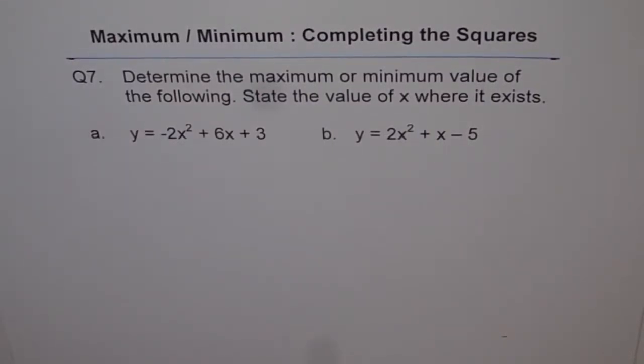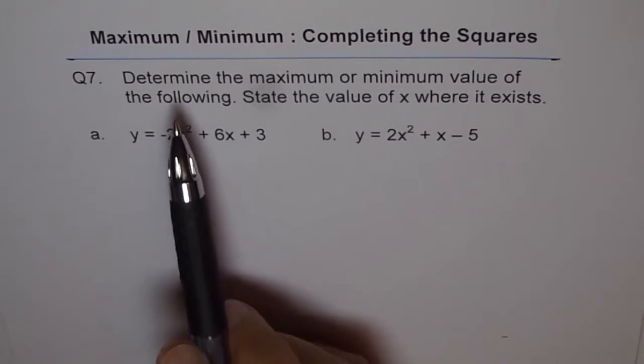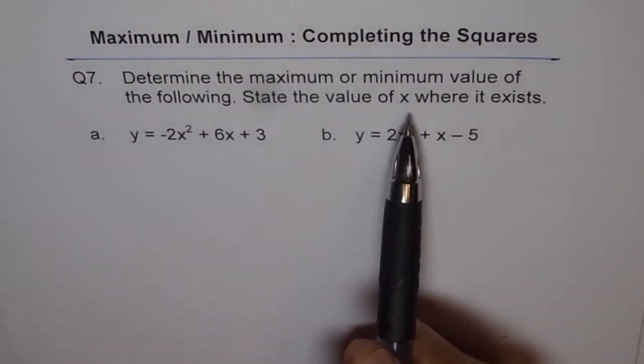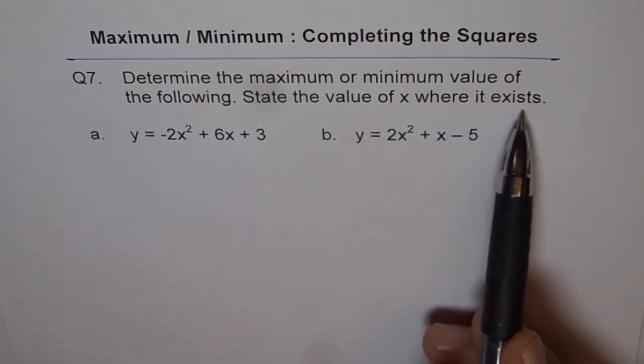In this set of videos, we're trying to understand how to find maximum or minimum using the completing the squares method. Here's question 7 for you. Determine the maximum or minimum value of the following. State the value of x where it exists.